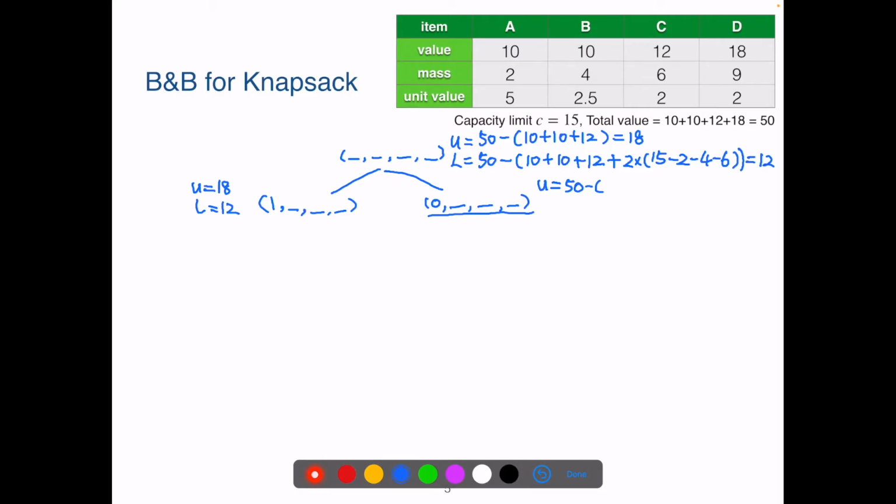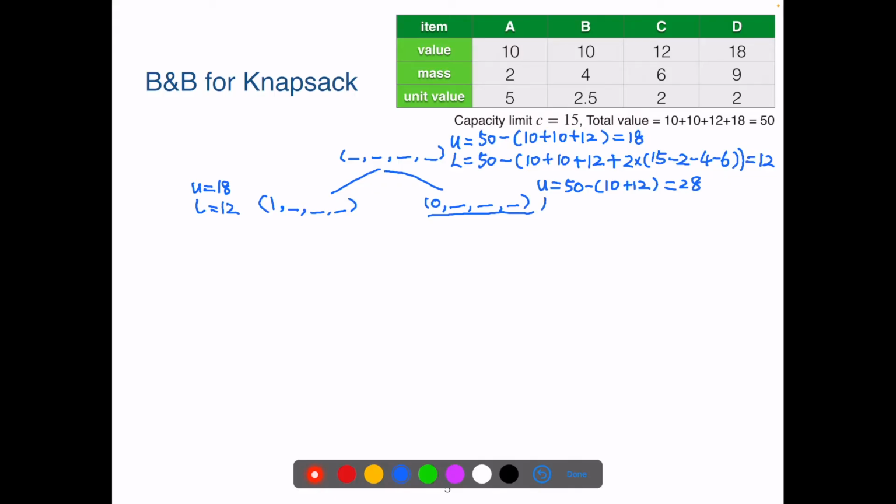Now we're not picking A, so we'll look at B first. We'll pick entire B, that's 10. Can we take entire C? Yes, we can. Can we take entire D? No, that'll exceed the capacity. So that's all we can take. And then the upper bound will be 28.